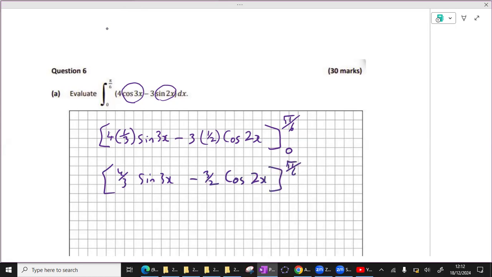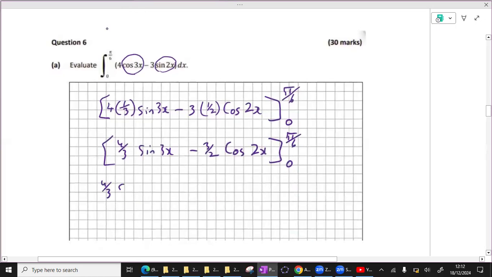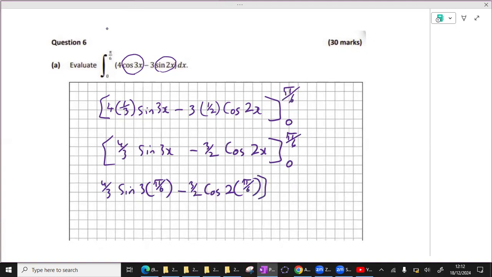And I'm putting in pi/6 in radians and my 0. So that's my next step. 4/3 sine of 3 times pi/6 minus 3/2, and then it's the cos of 2 times pi/6. Then I have to take that away, and from that I'm taking away the 0.